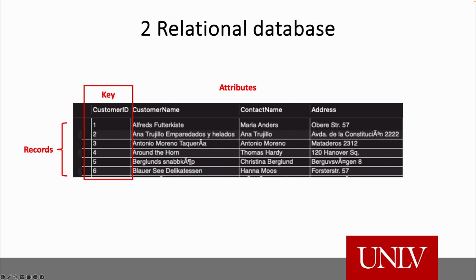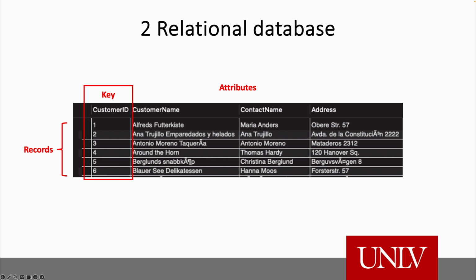Now let's take a closer look at the structure of a table in a relational database, using the customers table as an example. The table, which is also called the entity, represents a group of similar things. For example, the customers table stores information about the customers. And each column is an attribute, like customer ID, customer name, contact name, and address. This describes specific details about each customer.